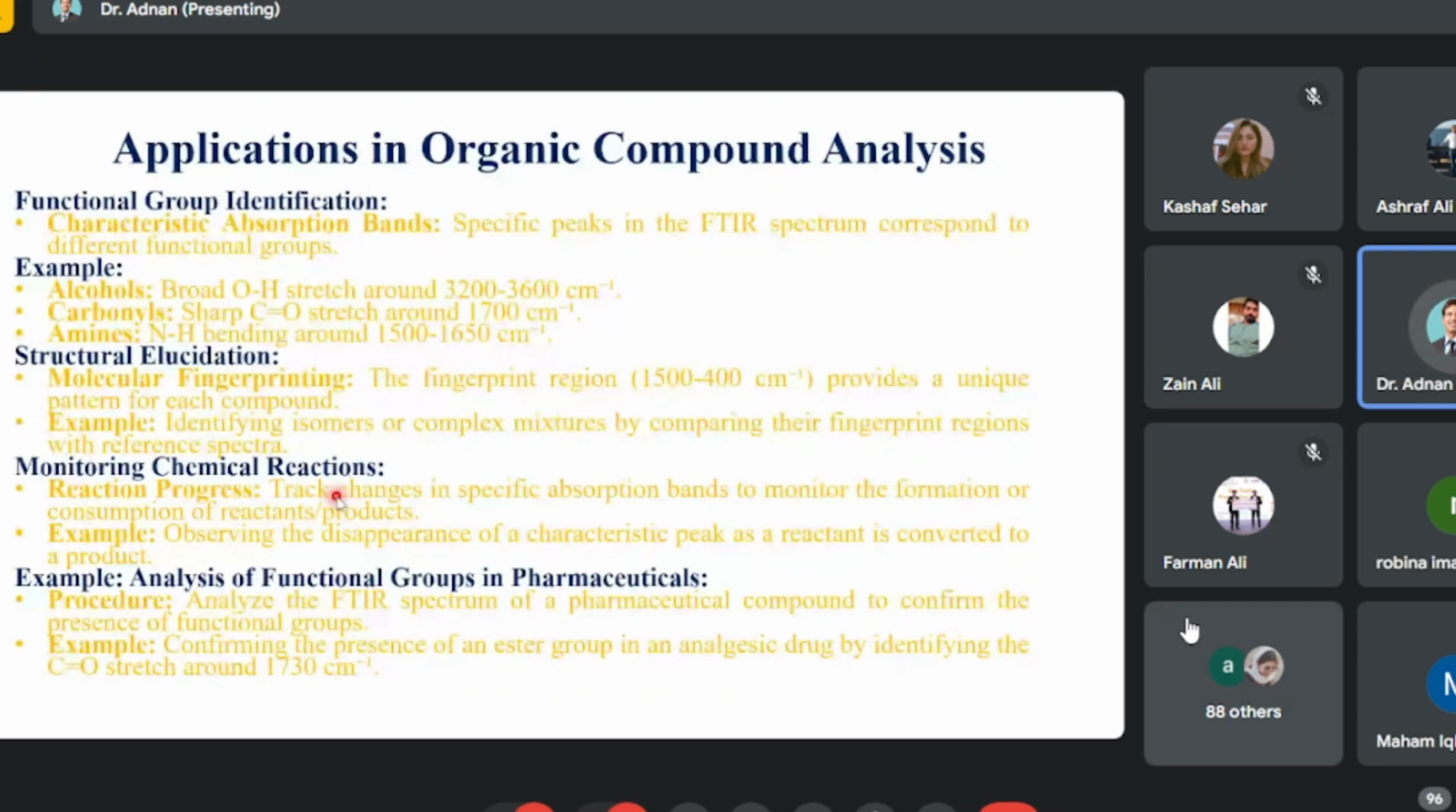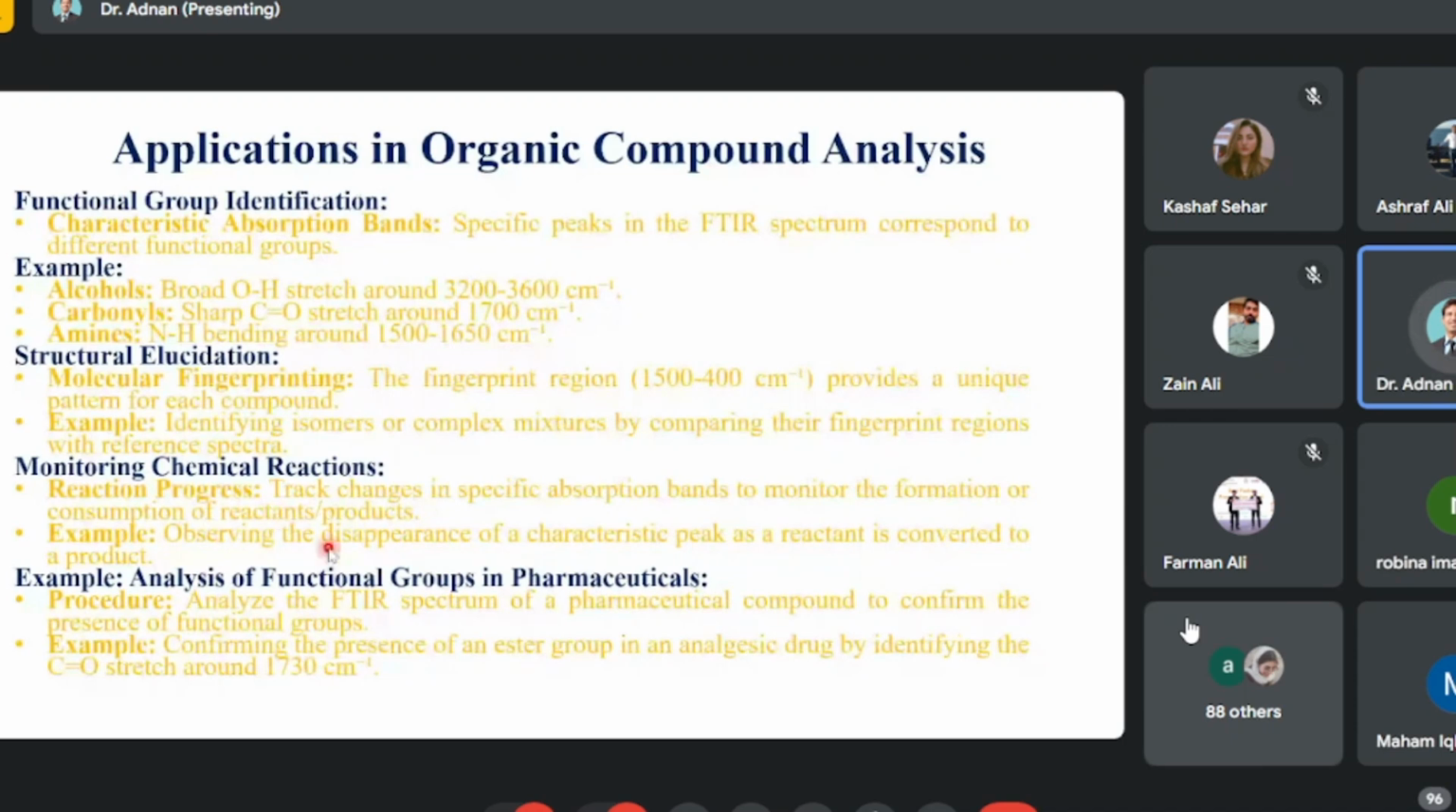You can also monitor chemical reactions. Let's suppose in the previous slide I mentioned 4-nitrophenol, which had a hydroxyl group, and when reduced with sodium borohydride, it had no hydroxyl groups. So you can monitor the reaction with this type of spectroscopy also.